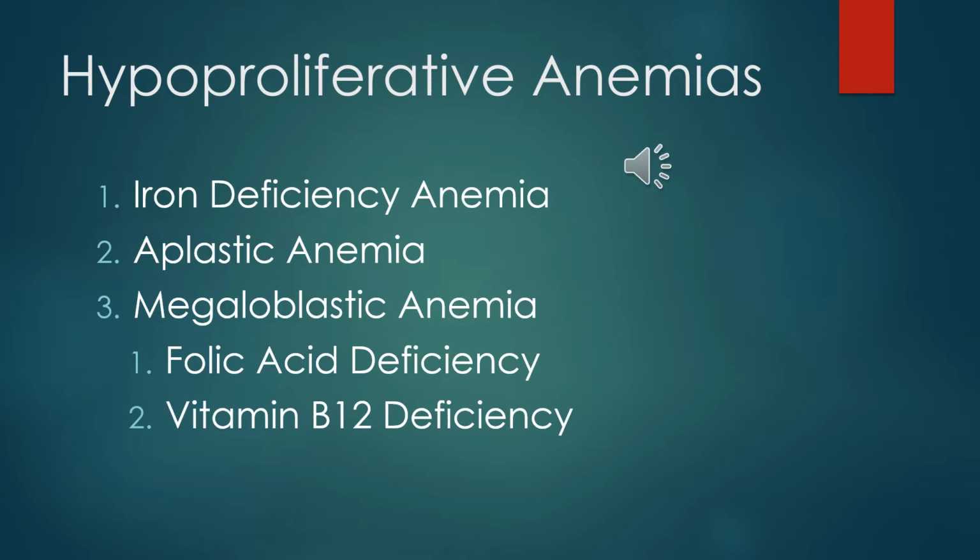As mentioned previously, hypoproliferative anemia results from a deficit in the production of red blood cells. This can be broken down into three separate categories: iron deficiency anemia, aplastic anemia, and megaloblastic anemia, which includes both folic acid and vitamin B12 deficiencies.